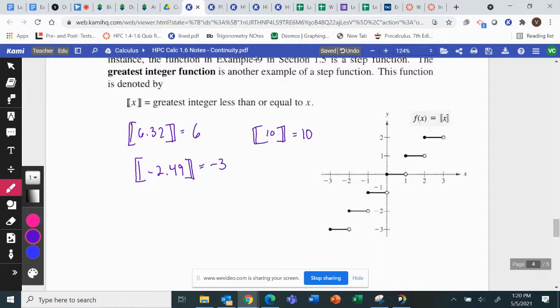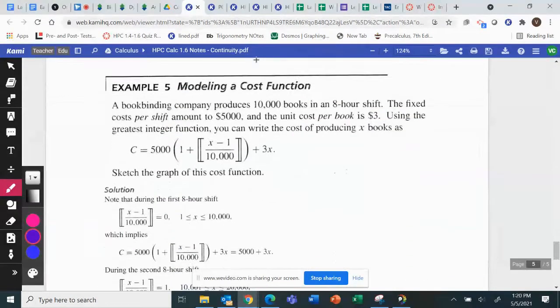So it's not continuous. It would only be continuous in certain intervals for this, okay? This next one, we don't have to write anything or work anything out. It's just going through and showing you some other greatest integer functions that we haven't done yet. So this one comes with a word problem.